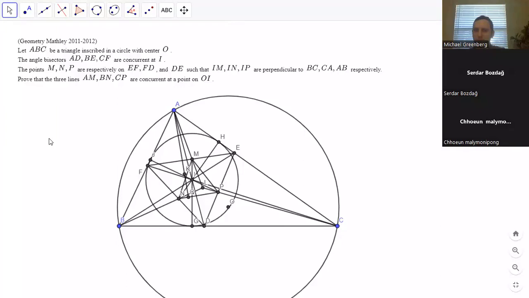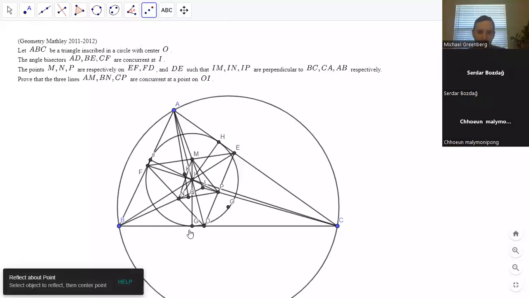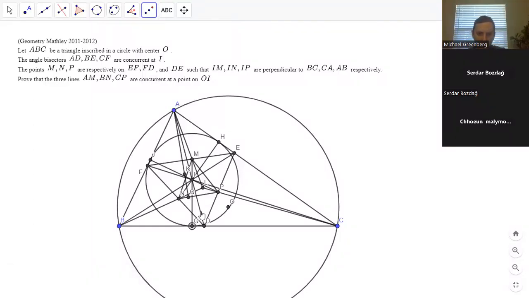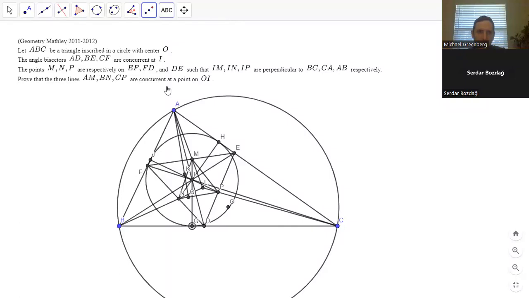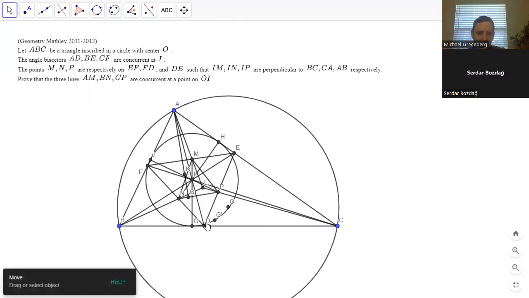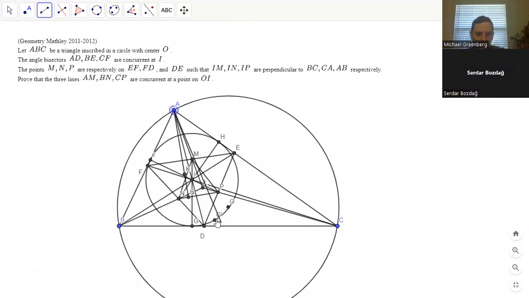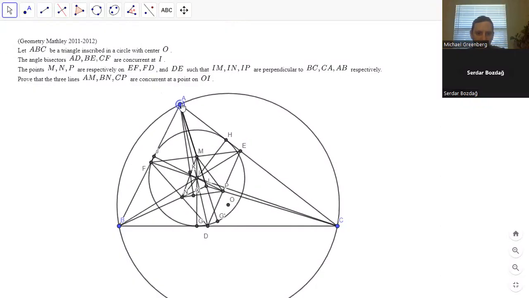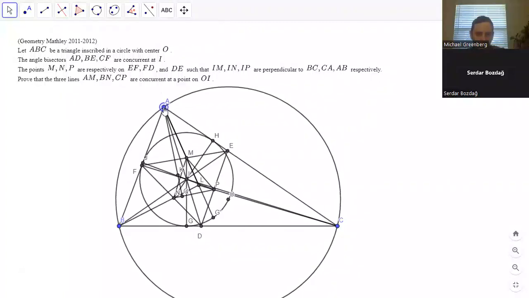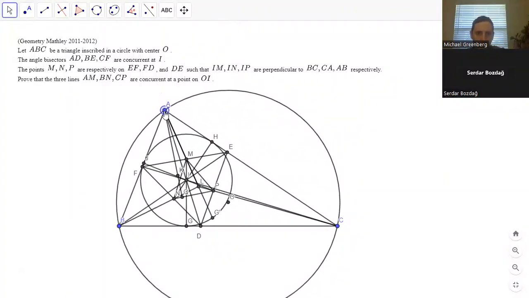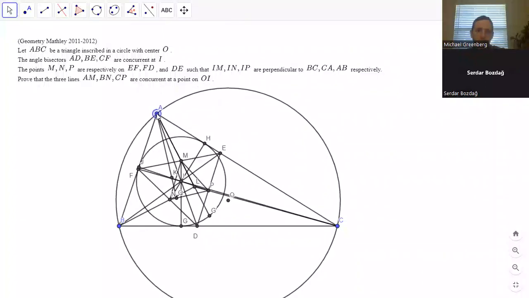A reflects G on AI. Does AM pass through G prime? Let's see. Oh yeah. That's really interesting. I guess I saw this problem before or a similar one. I'm not sure. Okay.